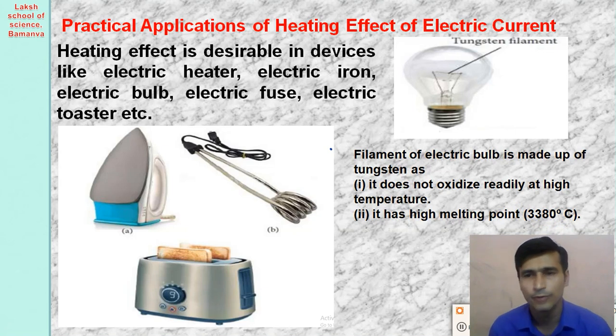So when the electric current is passing through this tungsten filament in an electric bulb, it gets heated, right? And due to the heat energy produced in the tungsten filament, light energy is produced through this bulb. So electrical energy is converted into heat energy, as well as into light energy, right? When the electric bulb has been on for some time and we touch it, it gets heated. It becomes warm.